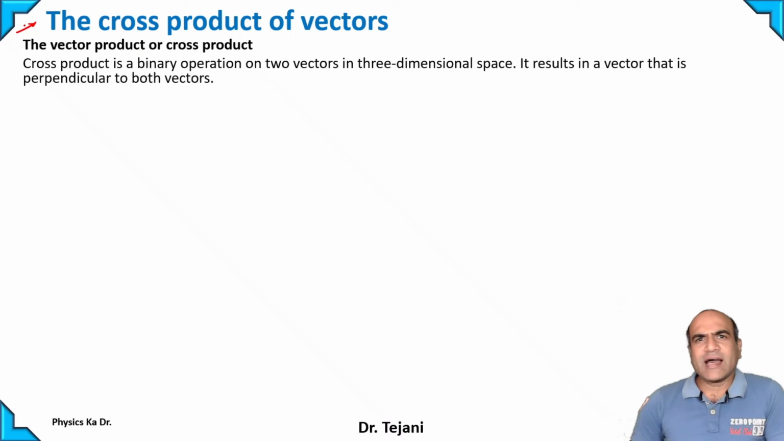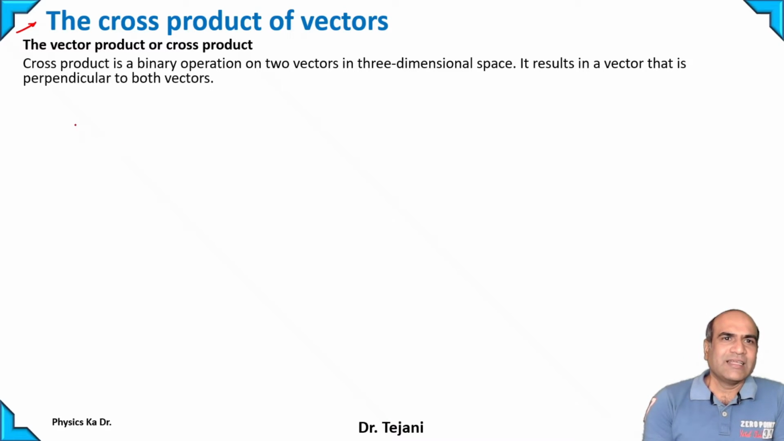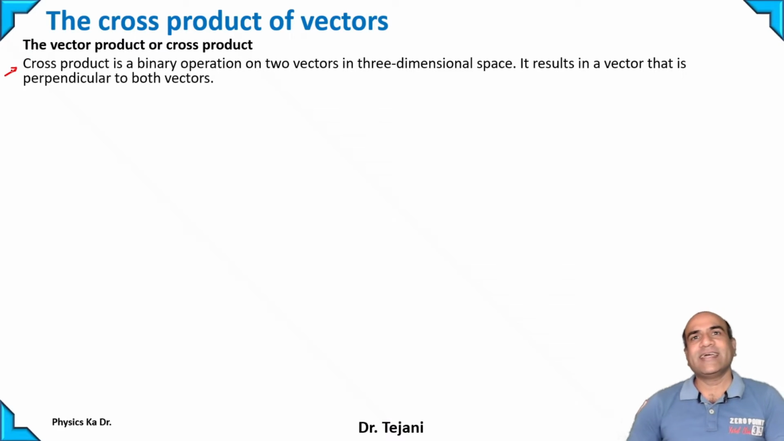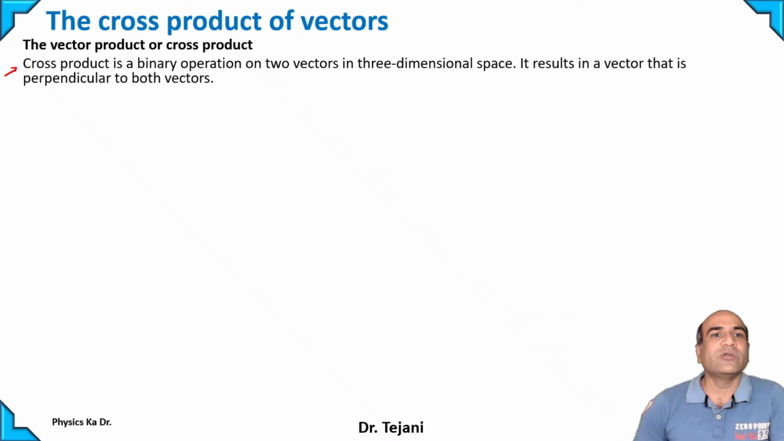Now we arrive at the last part of the vector, that is the cross product of vectors. See, cross product is also known as vector product because it gives a resultant as a vector. What does the definition say? It says that cross product is a binary operation on two vectors in three-dimensional space. It results in a vector that is perpendicular to both vectors.